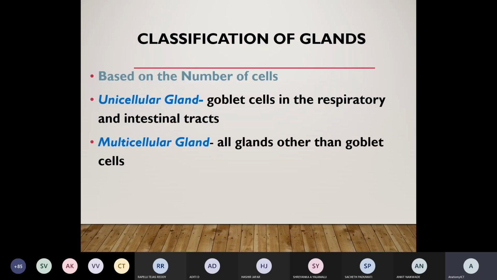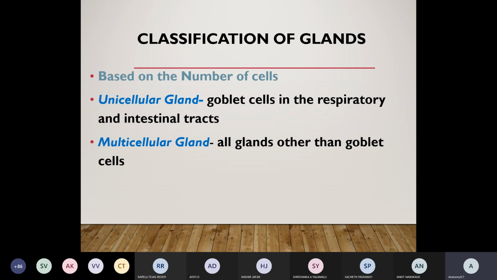Now when you come to the classification of glands based on the number of cells, definitely some glands have their own single cells. For example, we call them unicellular glands. An example is goblet cells, which are present in the respiratory and intestinal tract, whereas multicellular glands are all the glands other than goblet cells. Multi means n number of cells forming a gland, whereas unicellular is a single gland present within the intestine or respiratory system.